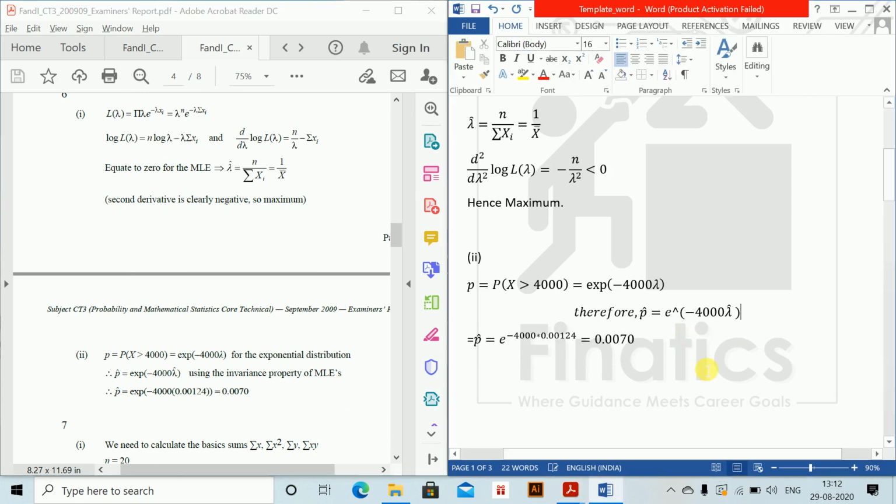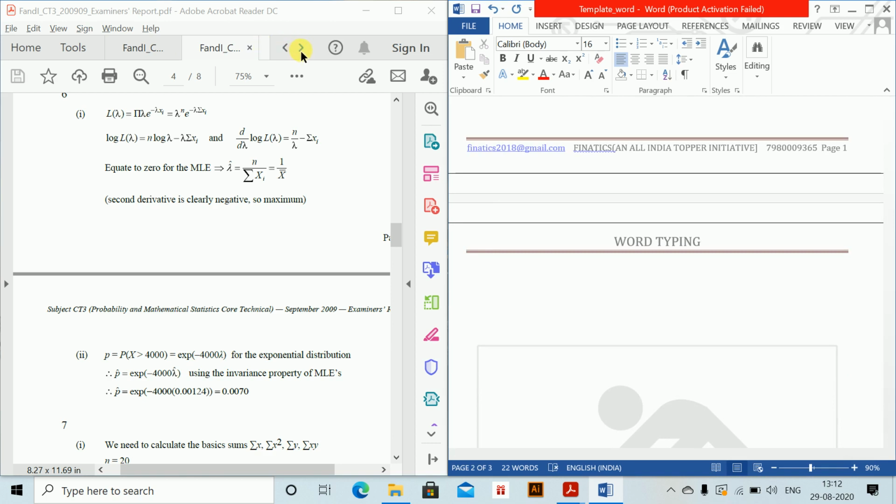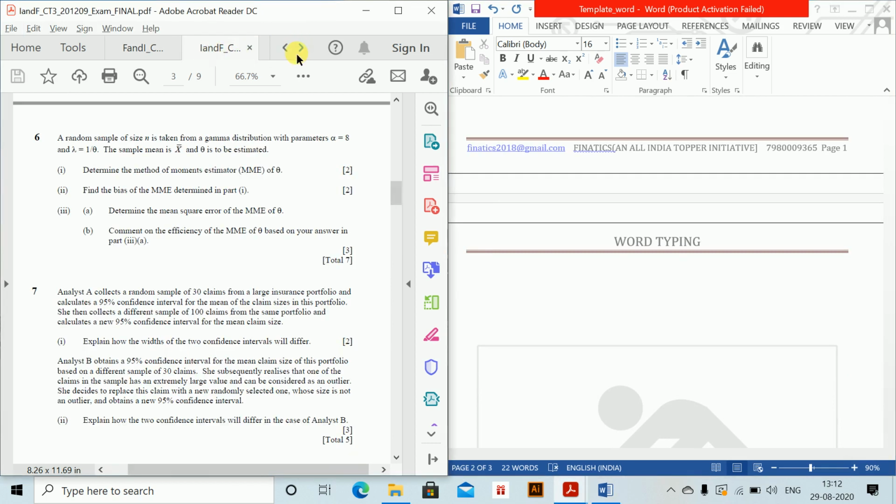Now coming to question 2. So we'll do this in a new page. For this also I am using a past year question paper. A random sample of size n is taken from a gamma distribution with parameters alpha equals 8 and lambda equals 1 by theta. The sample mean is x bar and theta is to be estimated. Determine the method of moments estimator MME of theta. So we need to find the method of moments estimator. So part 1.